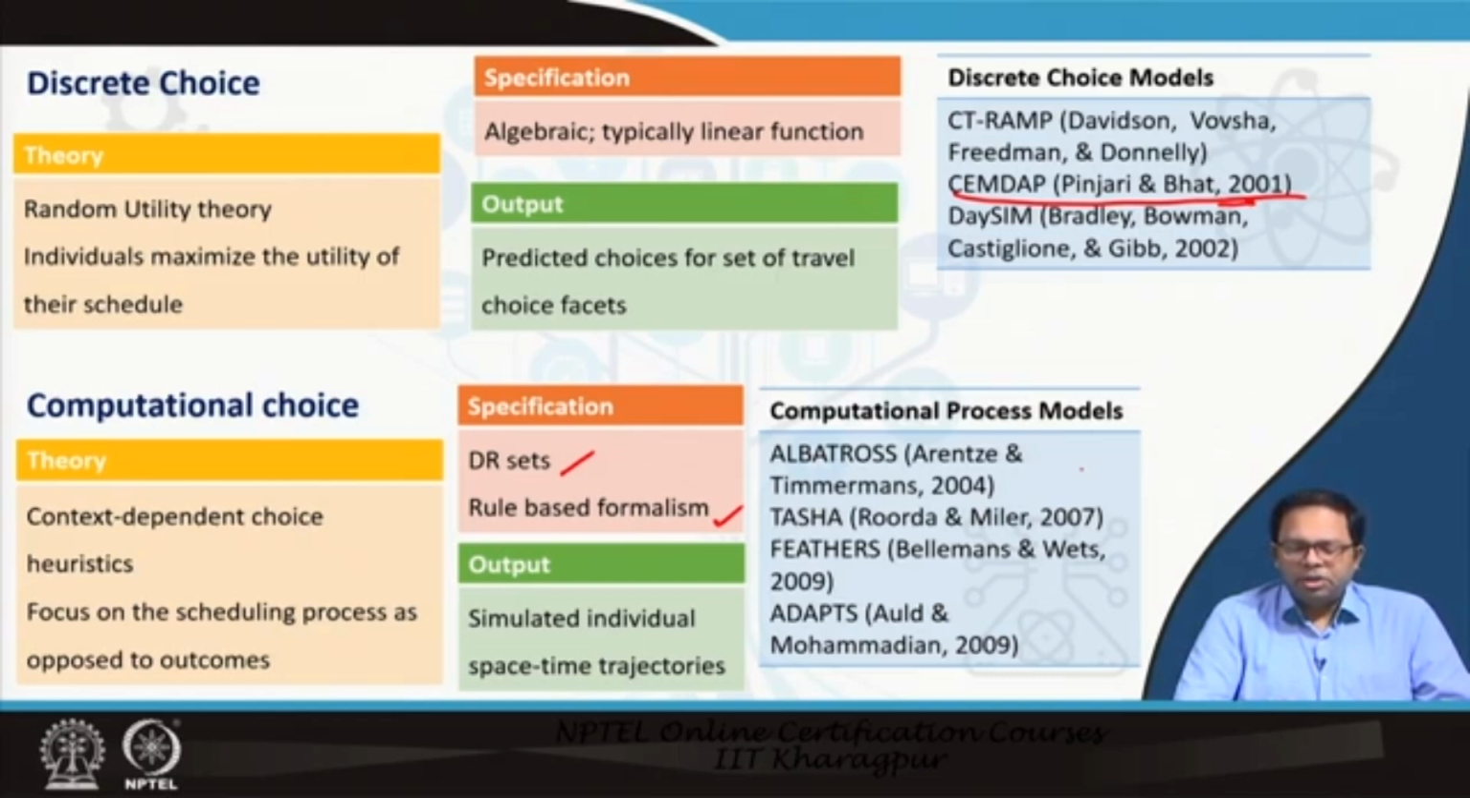Very famous models are Albatross, TASHA, most of which are currently also under development, FEATHERS and ADAPTS. Some of these models are also variants of Albatross. So these were the different models that have been developed over time for computational choice models.